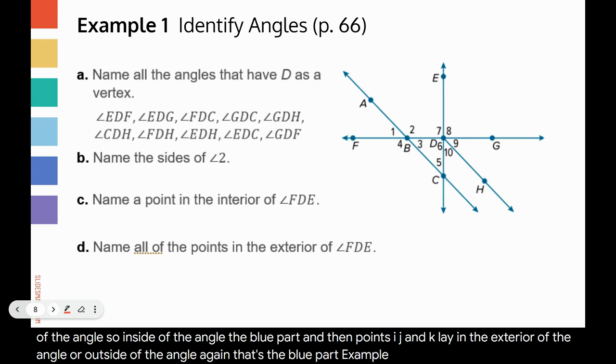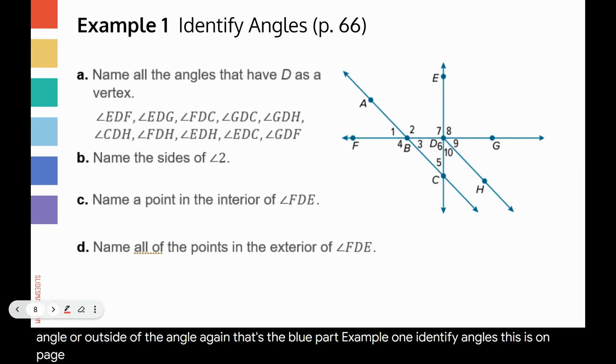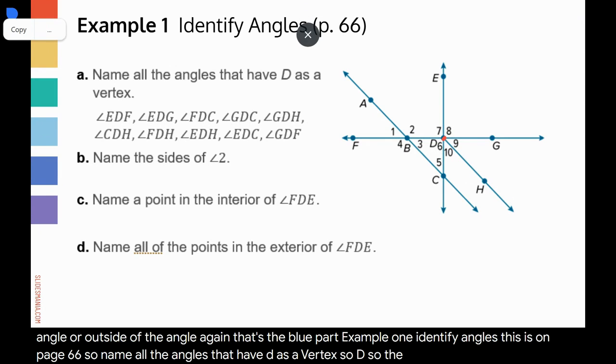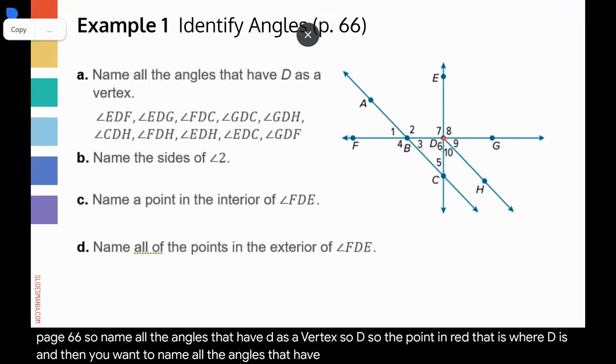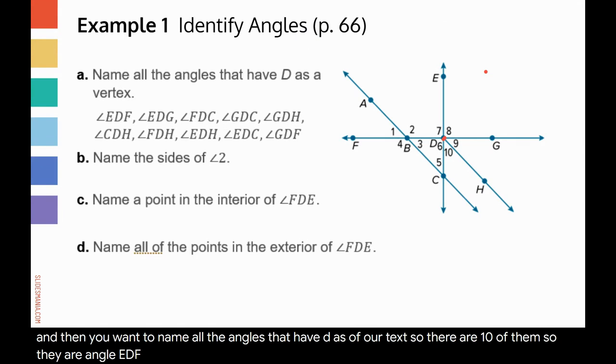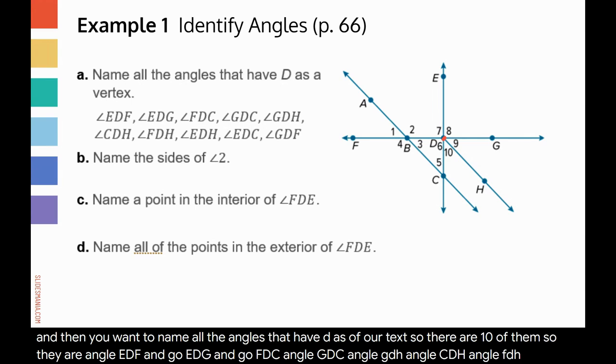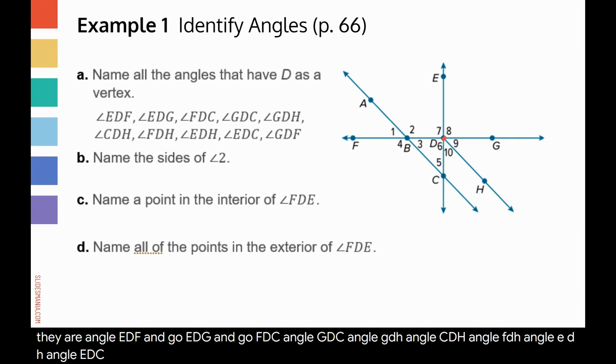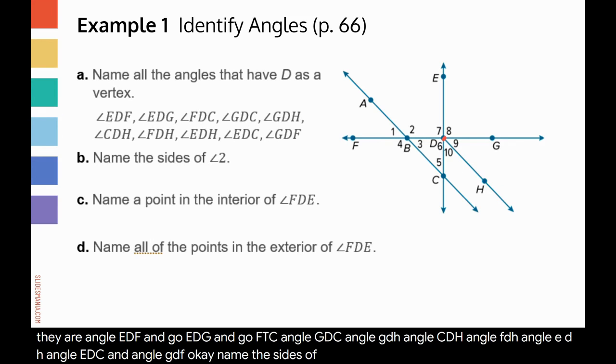Okay, example 1, identify angles. This is on page 66. So name all the angles that have D as a vertex. So the point in red, that is where D is, and then you want to name all the angles that have D as a vertex. So there are 10 of them. So they are angle EDF, angle EDG, angle FDC, angle GDC, angle GDH, angle CDH, angle FDH, angle EDH, angle EDC, and angle GDF.